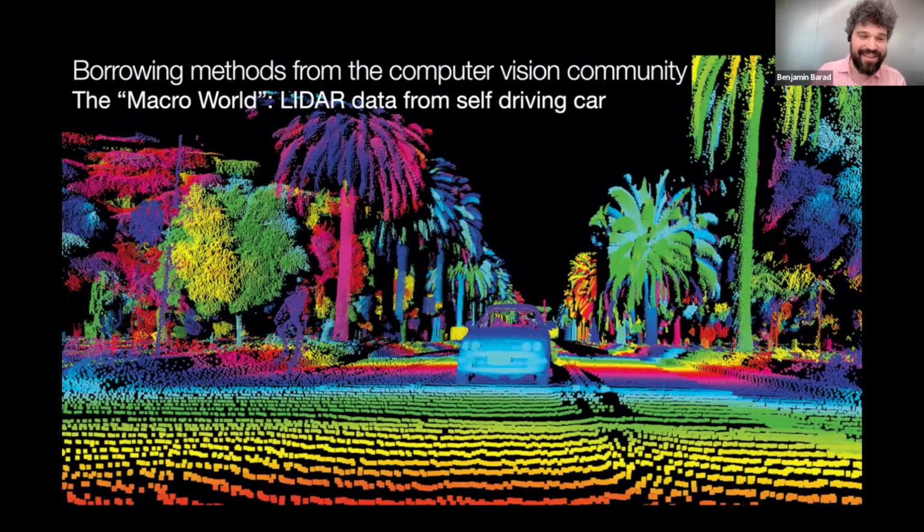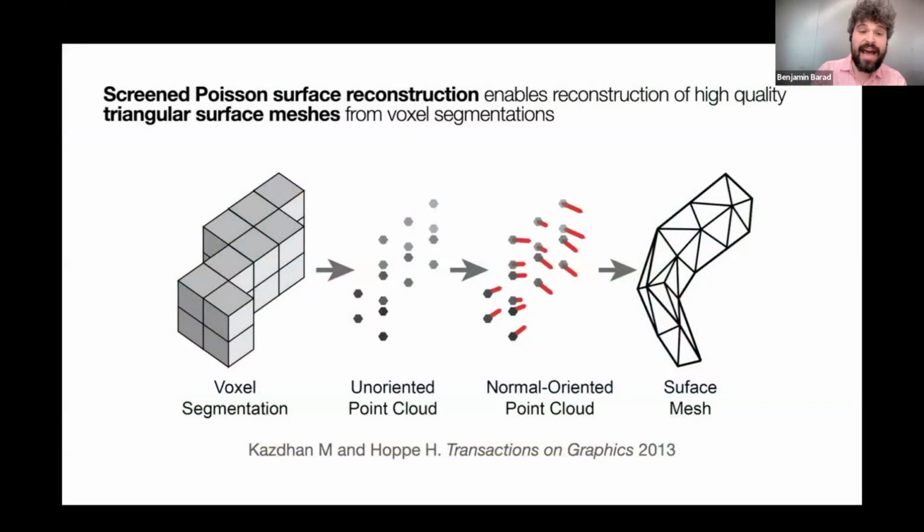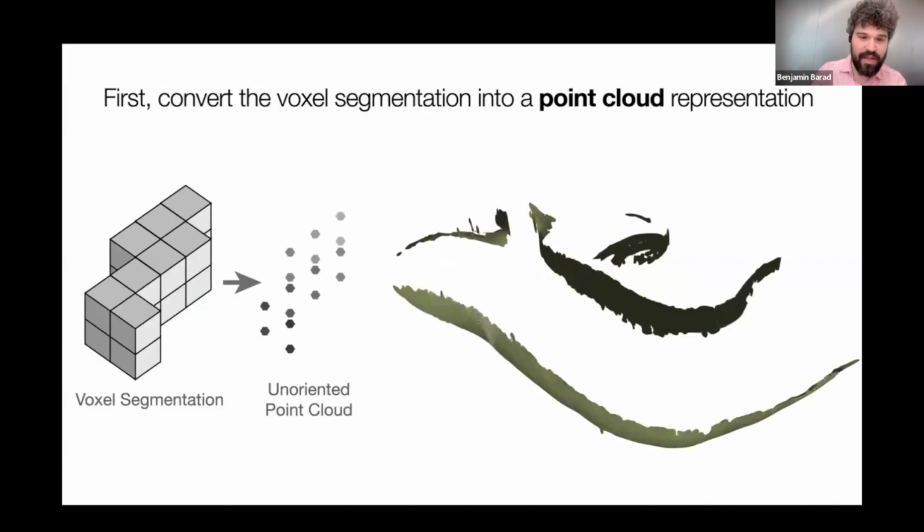So I was able to find a tool called the screened Poisson algorithm from this field, and adapt it to work with tomography data. So you take your segmentation and you make it look like that self-driving car data. You convert it to an unoriented point cloud, and then you kind of guess what the normals are using a neighbor-based algorithm. And then you can do this transformation into the surface mesh.